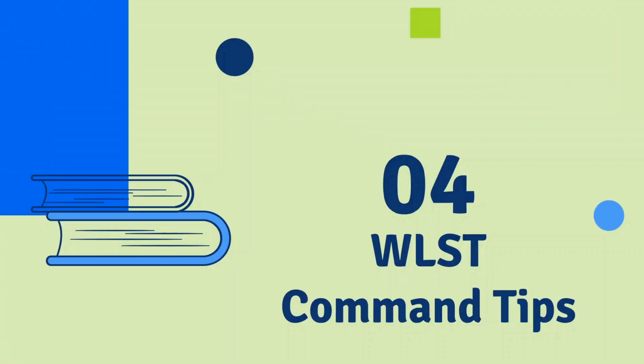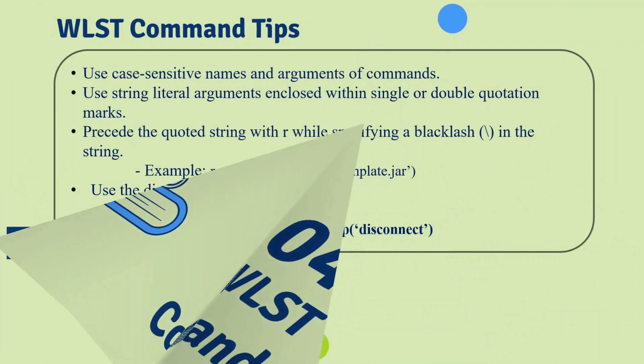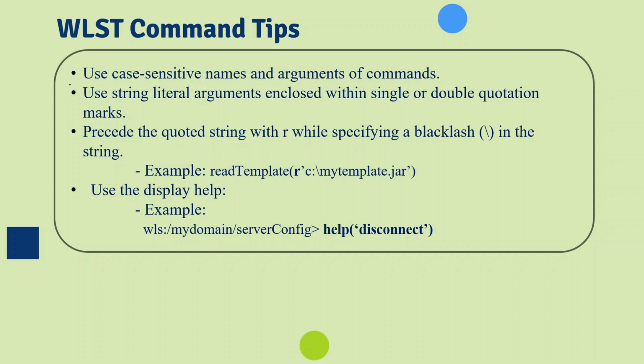Let us take a look at WLST command tips. So first is that WLST is case sensitive, and the arguments of the command are also case sensitive. So be careful about that. Also, whenever you use string literals in the argument, you'll have to enclose them in single quotes or double quotes. The third one is for the Windows environment. If you want to use backslashes in the Windows command, you can use r as an escape sequence. So you can write your command in this way.